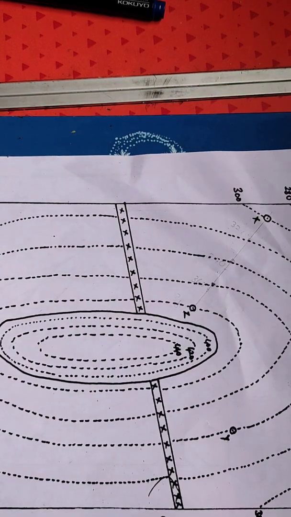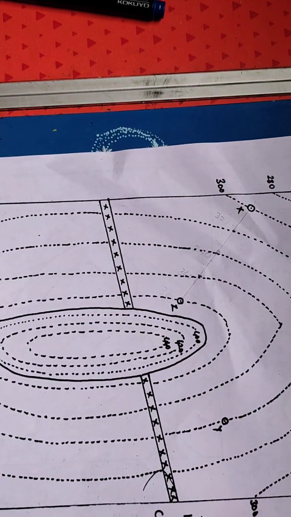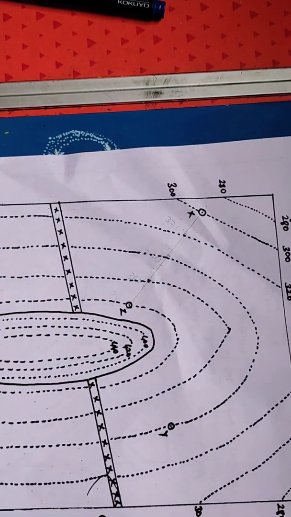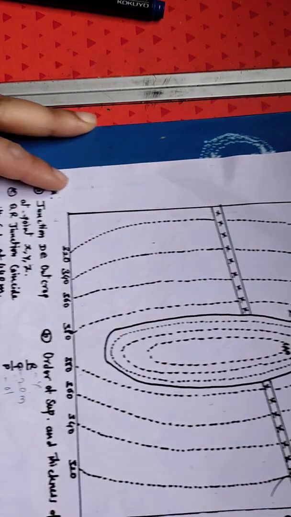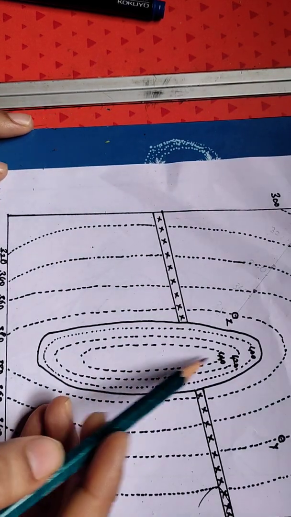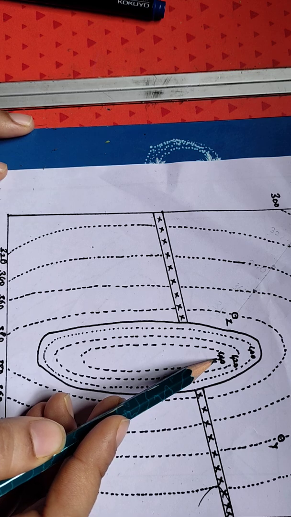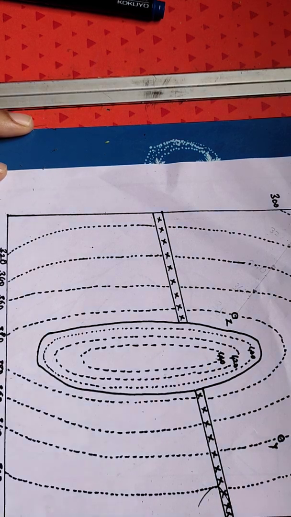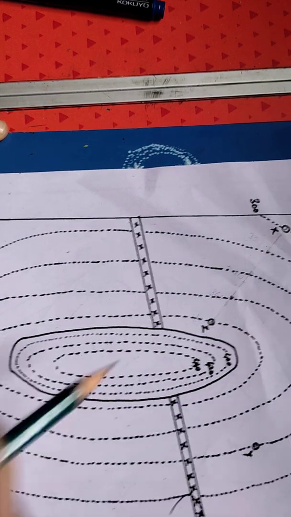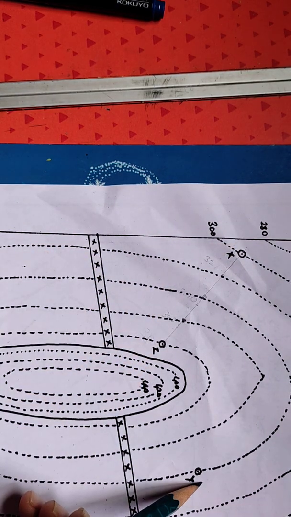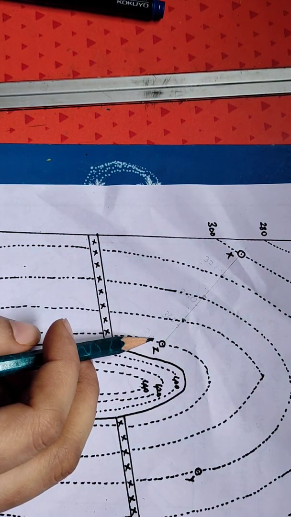Now again we come to the contour. Here we can see the topography of this map indicates higher elevation at the center, so it indicates the hill topography of this map. Here we have X, Y and Z. X, Y and Z are the three non-collinear points.